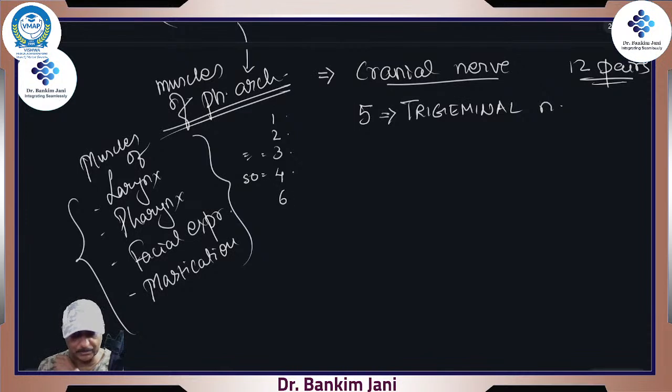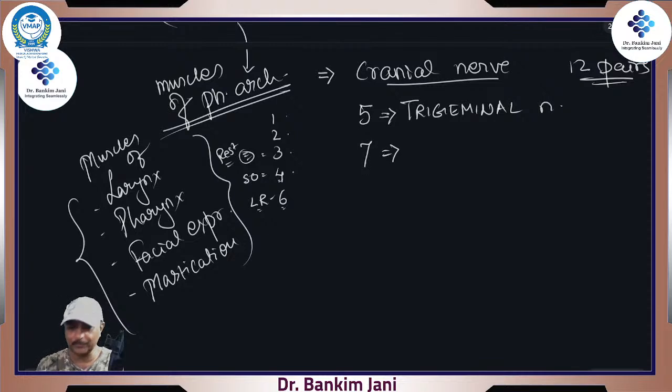Six is abduction, so that is for the lateral rectus, right? There are six muscles: superior rectus, inferior rectus, medial rectus, lateral rectus, superior oblique, inferior oblique. Superior oblique by cranial nerve number four, lateral rectus by cranial nerve number six, and the rest all are by the oculomotor, right? So that is done.